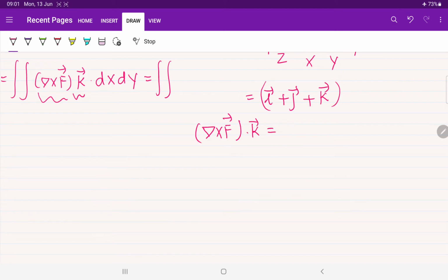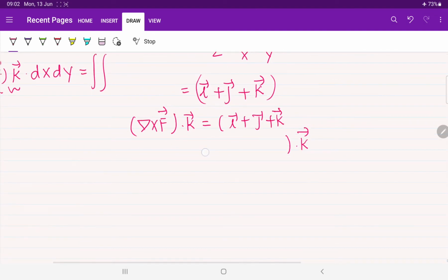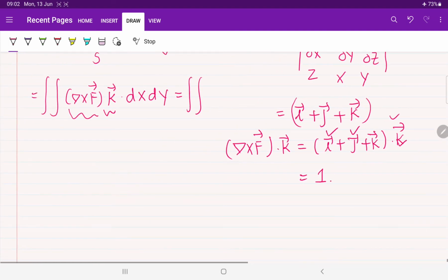Tell me the value of del cross f dot k vector. We always know that del cross f can be written as i vector plus j vector plus k vector, and the dot product is with the k vector. What is the value of i vector dot k vector? It will be 0. j vector dot k vector is 0. k vector dot k vector will be equal to 1. So the complete answer is going to be simply 1 into dx dy.